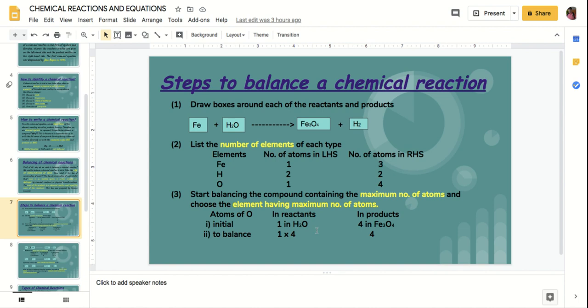So atoms of oxygen: initially on the reactant side we have only one, that is in H2O. H2O, it's only one. On the product side, there are four oxygen atoms in Fe3O4. Now to balance, what to do? Multiply that one in H2O. It's simply given as H2O, that means the coefficient of the compound is 1. Balance that with 4, and on the product side let it remain the same, because then the oxygen atoms will be automatically balanced.